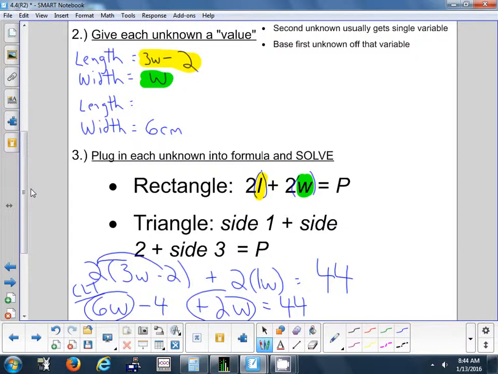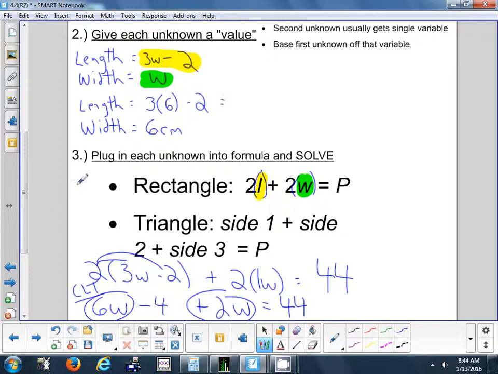What do you think, Jay? How would I figure out length? I'm going to go back and use the value I set up for my length. And I just solved for W. 3, in parentheses 6, minus 2. Excellent. All right?